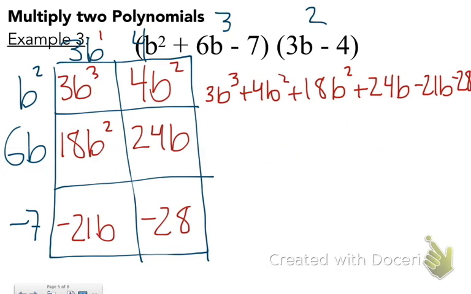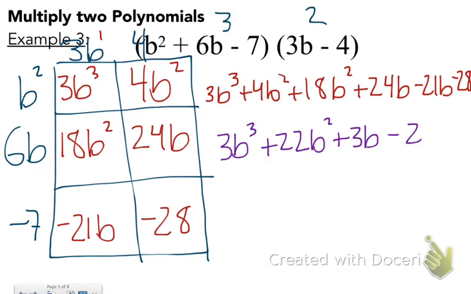So 3b cubed will stay. 4b squared and 18b squared will give us 22b squared. 24b minus 21b is positive 3b, and then minus 28. And that would be our final answer.